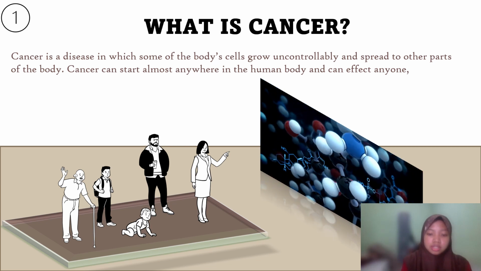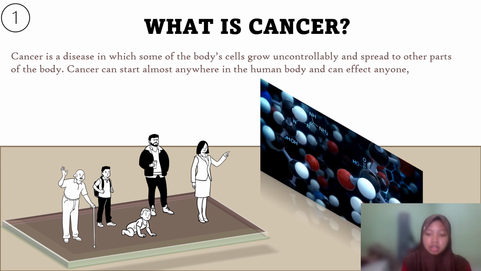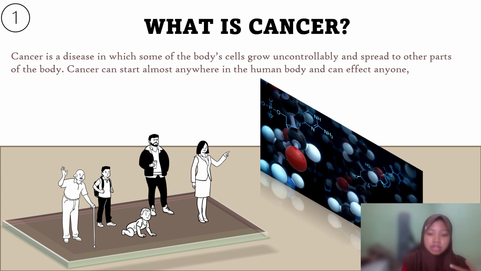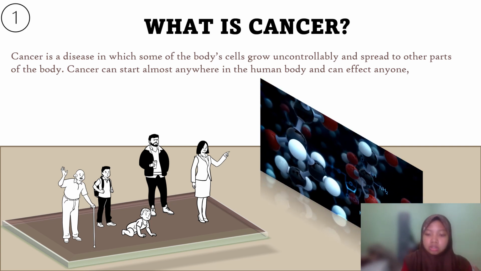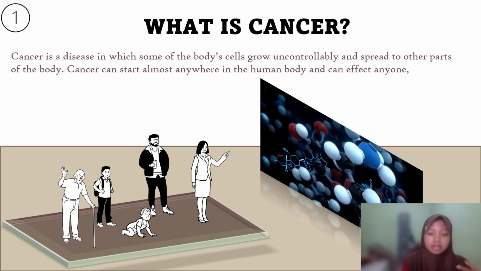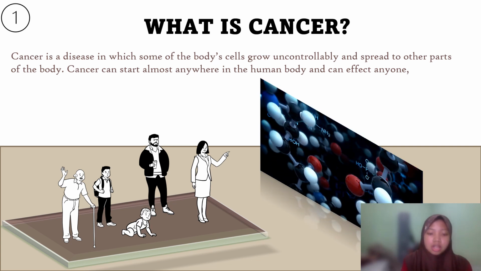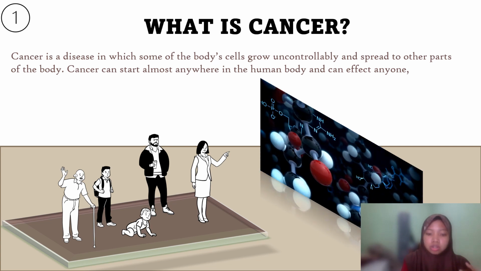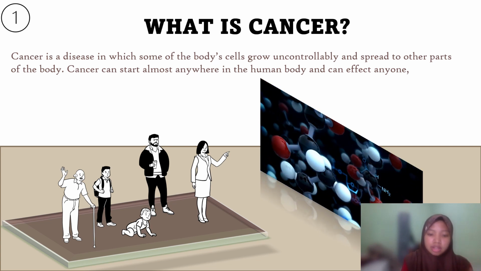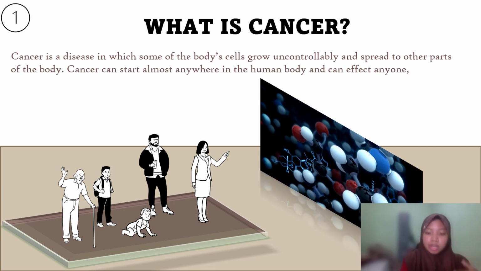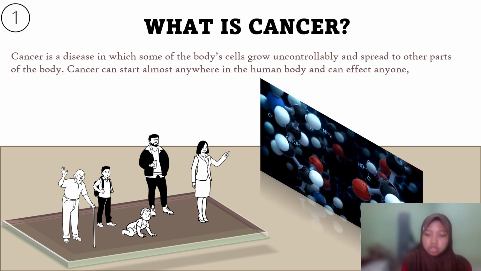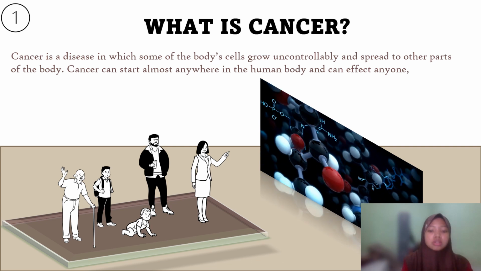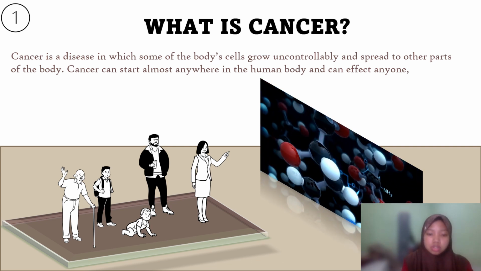Normally, human cells grow and multiply through a process called cell division to form new cells as the body needs them. When cells grow old or become damaged, they die and new cells take their place. Sometimes this orderly process breaks down, and abnormal or damaged cells grow and multiply when they shouldn't. The cells may form tumors, which are lumps of tissue. Tumors can be cancerous or not cancerous.